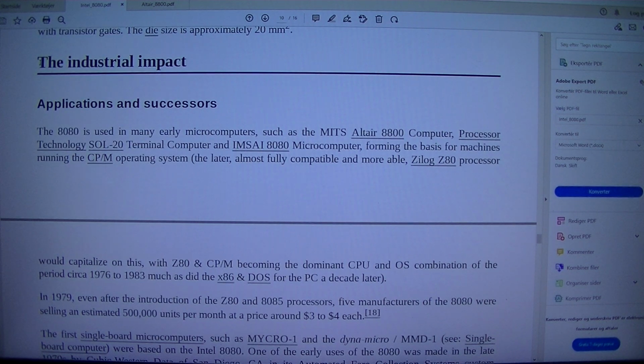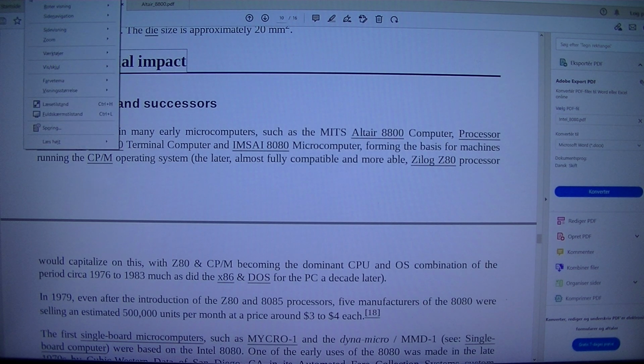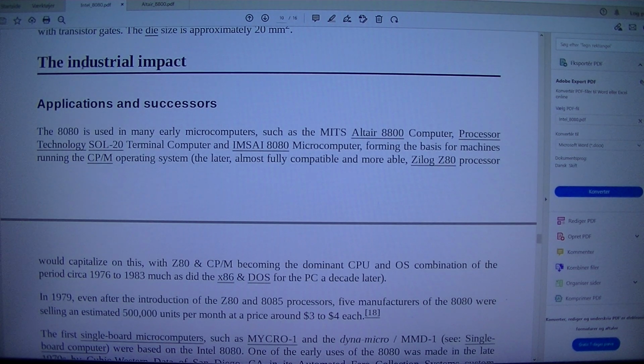The industrial impact. Disconnected power source. 29 output. The address bus can switch into high impedance state on demand.